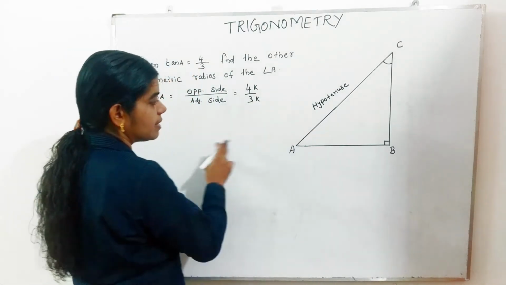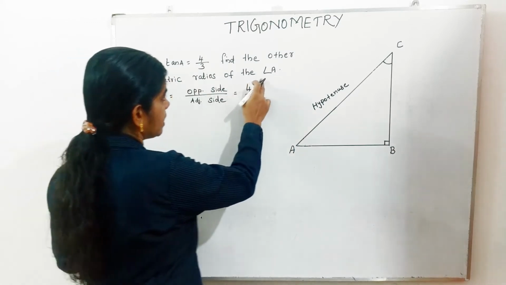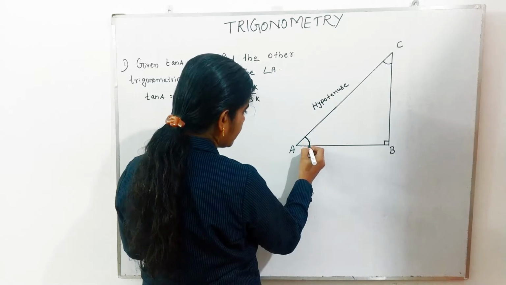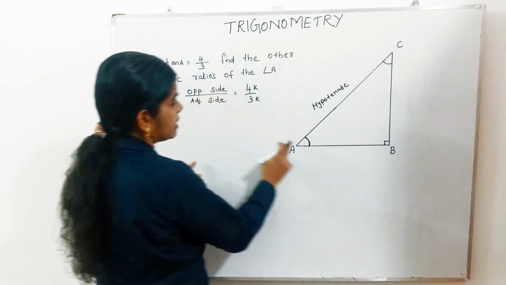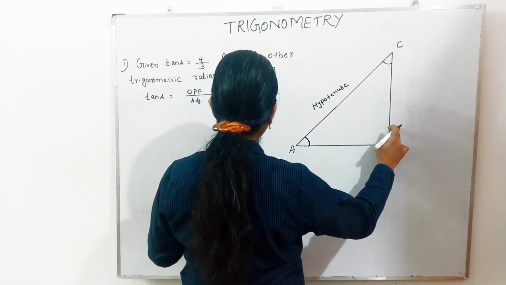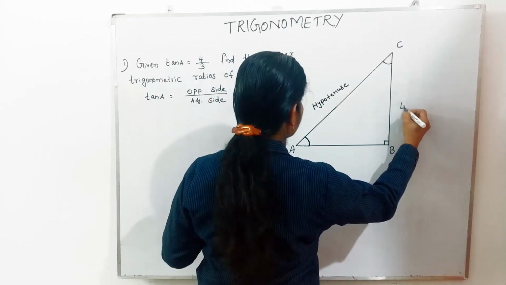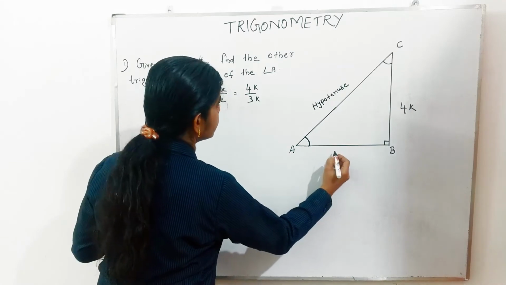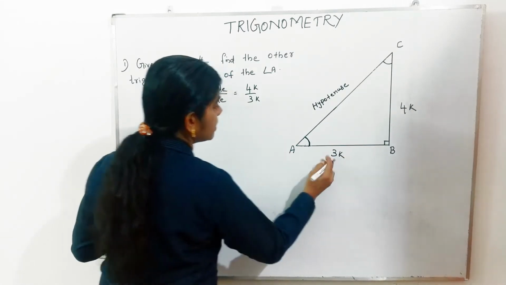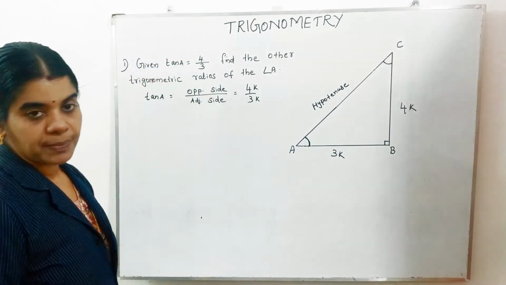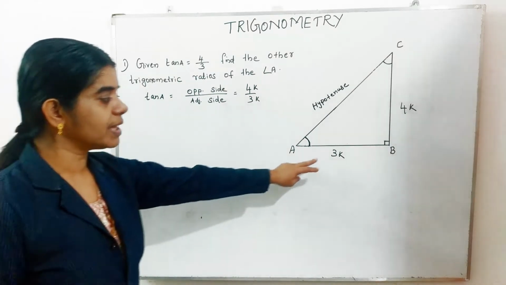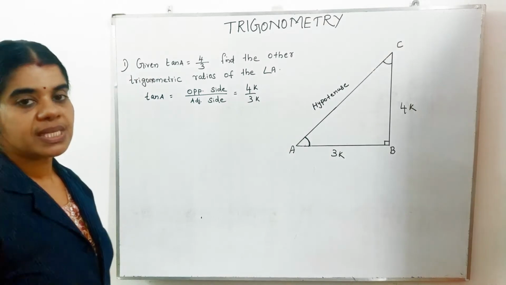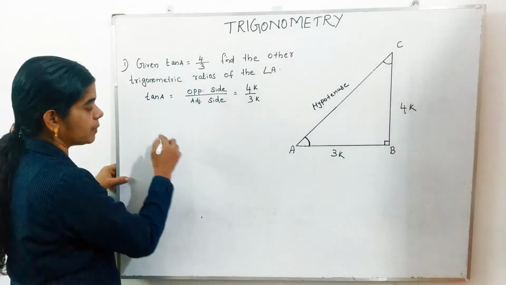Then draw a figure, a right triangle, taking the angle A. So I marked this angle A. The opposite side will be BC, which I am taking as 4k. The adjacent side is AB, which I am taking as 3k. Then the hypotenuse is not given. By using the Pythagoras theorem we can find the hypotenuse.